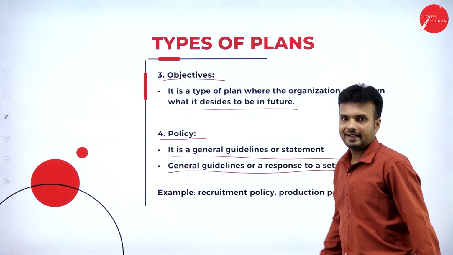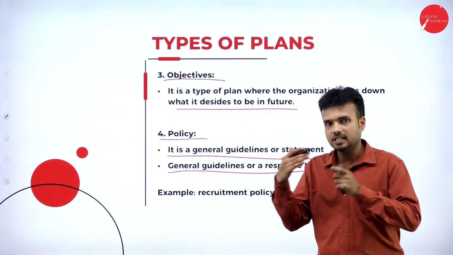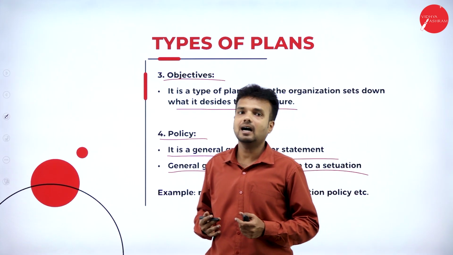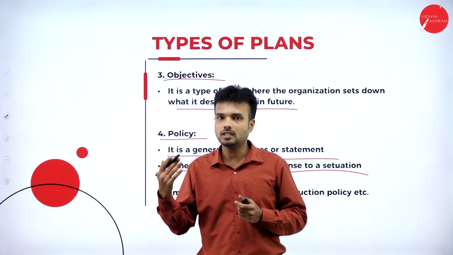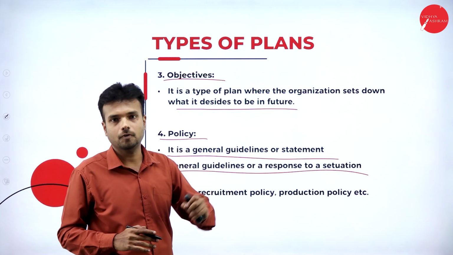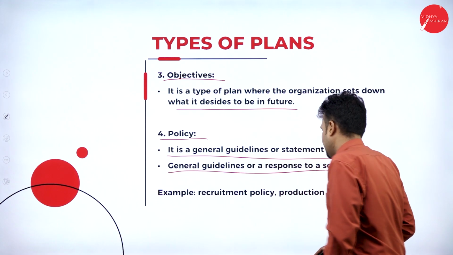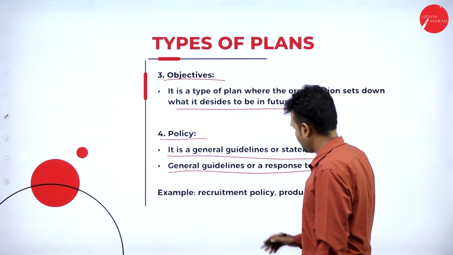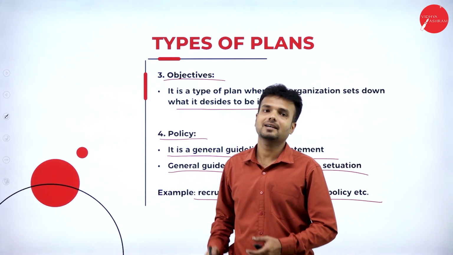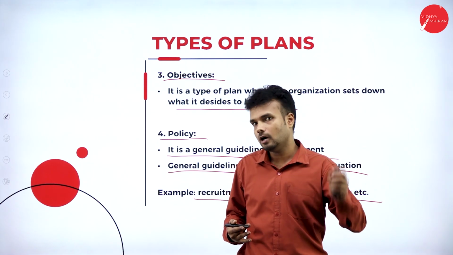General guidelines are the response to the situation. These policies instruct the general guidelines and the response to the situation. A policy tells about the response to a situation, and it also gives the general guidelines that the organization must follow. All the individuals of the organization must follow these guidelines. Examples of policies are the recruitment policy and the production policy. In the recruitment policy, there are a bunch of rules and regulations that the organization is supposed to follow.